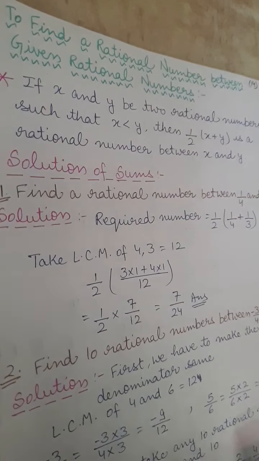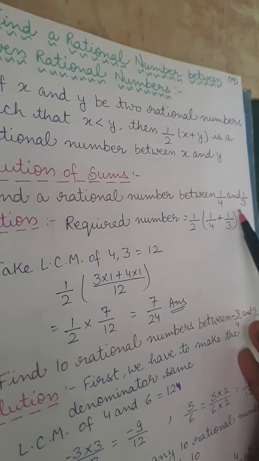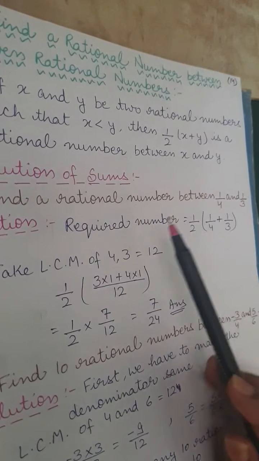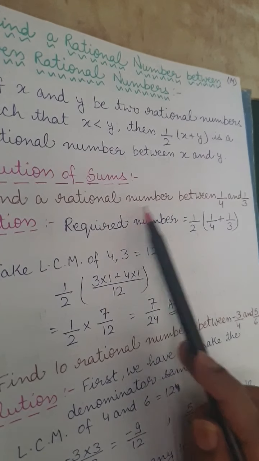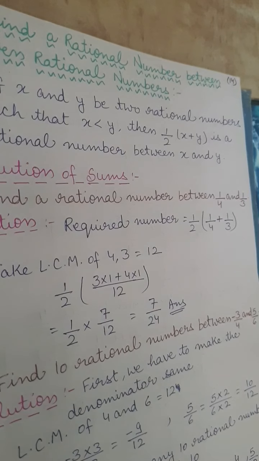The first question is: find a rational number between 1 upon 4 and 1 upon 3. What we have to find? We have to find a rational number between 1 upon 4 and 1 upon 3. What are the values given? The given values are 1 upon 4 and 1 upon 3.